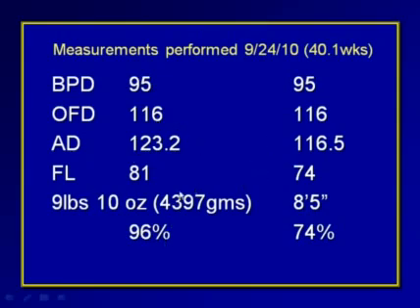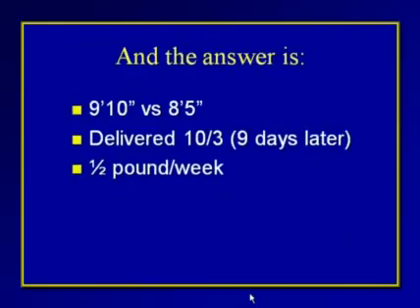So this patient is flirting with the possibility of a primary cesarean section without even a trial of labor because of the size of this fetus. With the more accurate measurements, we see that the weight is actually or possibly 8 pounds and 5 ounces, which is in the 74th percentile, not the 96th percentile.